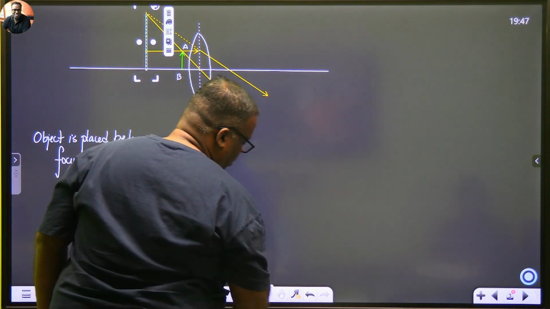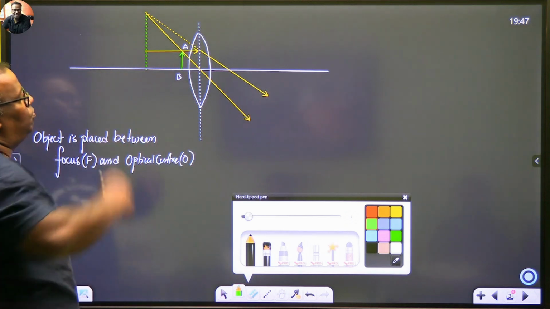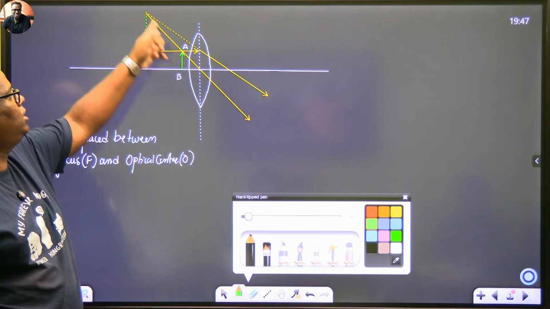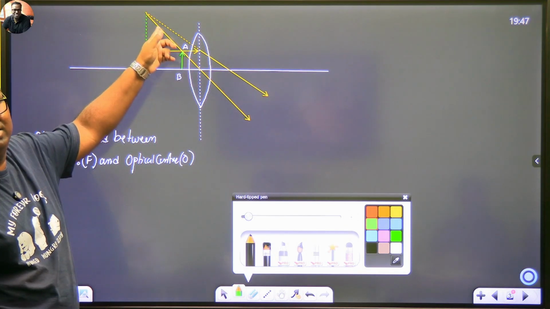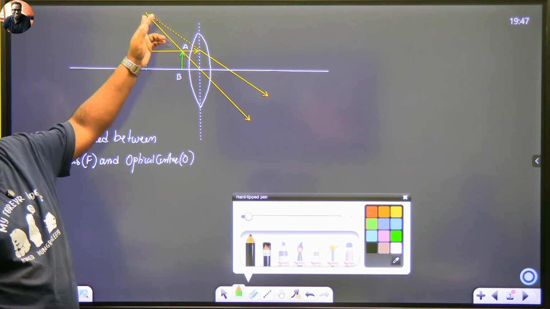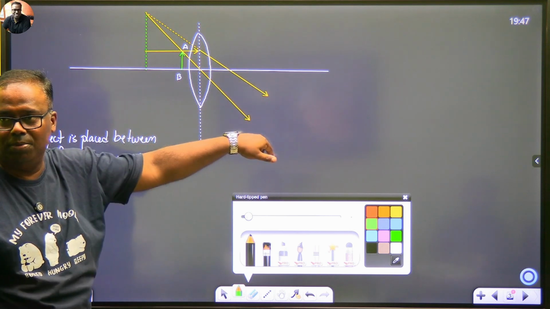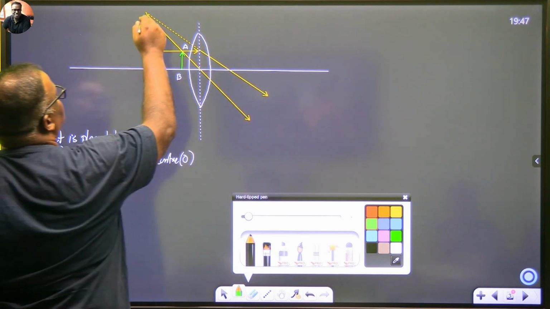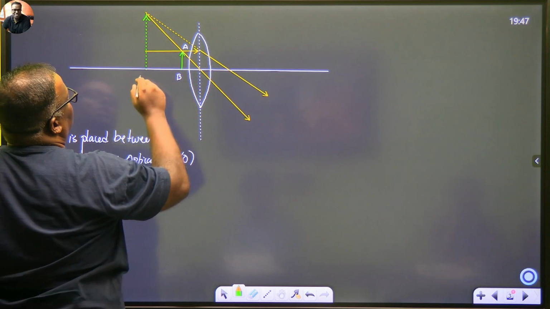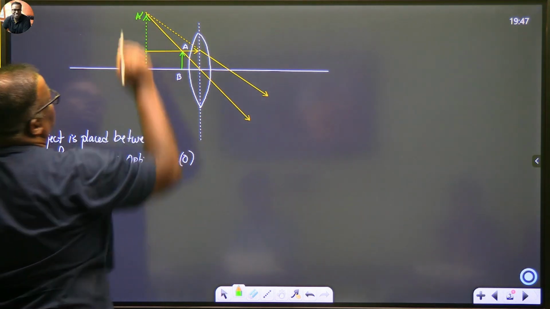Now what is important for you to note here is, sir, why did you draw the image upwards? Because the head has gone up. Look, the rays are from the head. Are you understanding? The rays are from the head. They have gone upwards. The foot is here. If it intersects here, then it will be inverted. So this is my image, and this is B dash, and this is A dash.